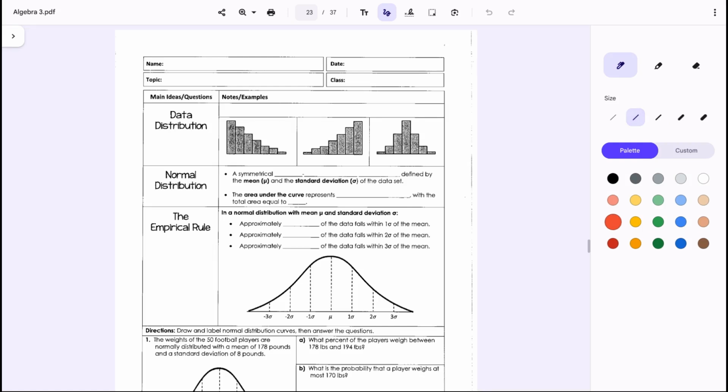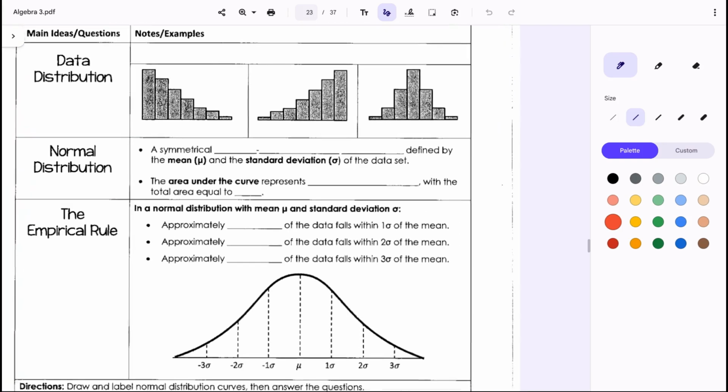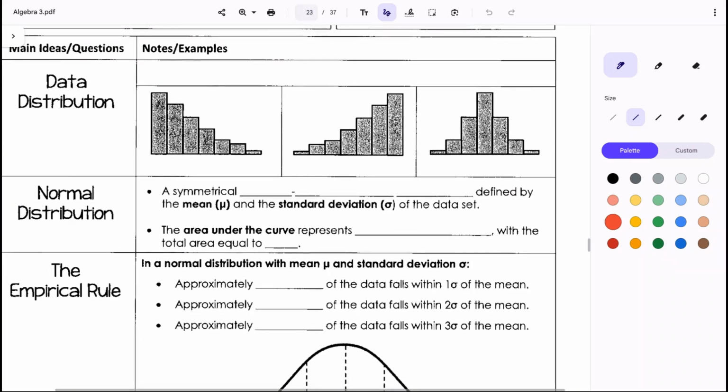Okay, so what we're going to talk about today is how data can be distributed, like how it's spread out. And there's a term for that we'll get to of what it should look like if your data is spread out normally. But when you look at the data distribution, there's 3 examples on here. They're kind of just showing you how data can be put together.